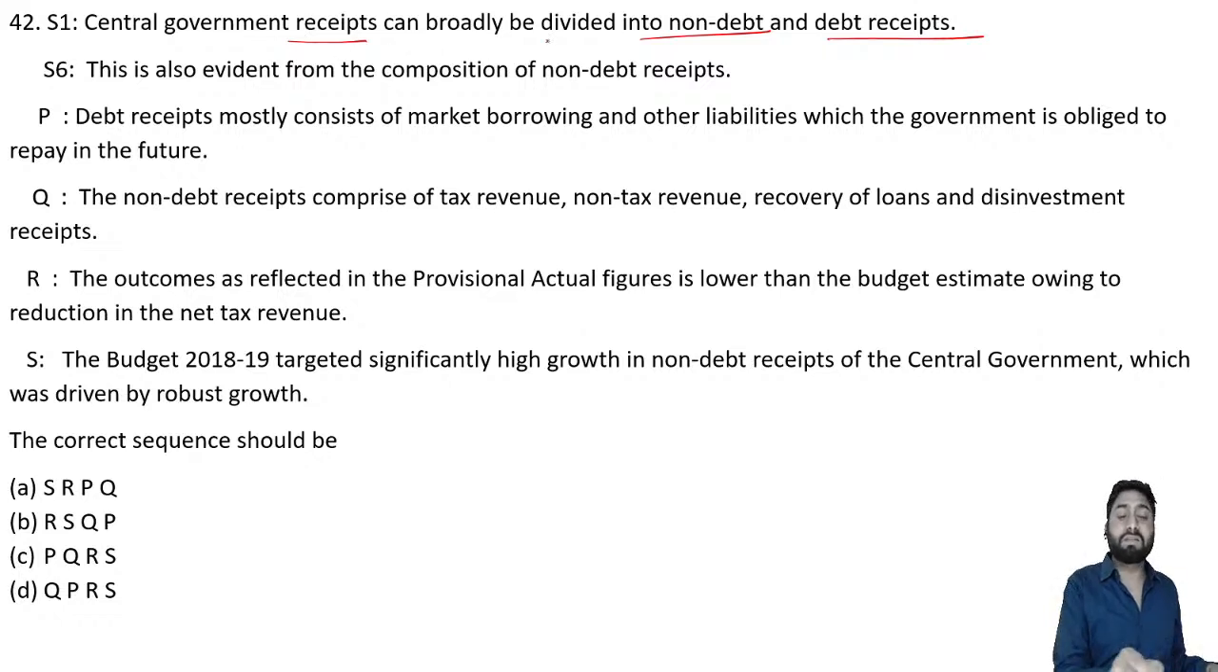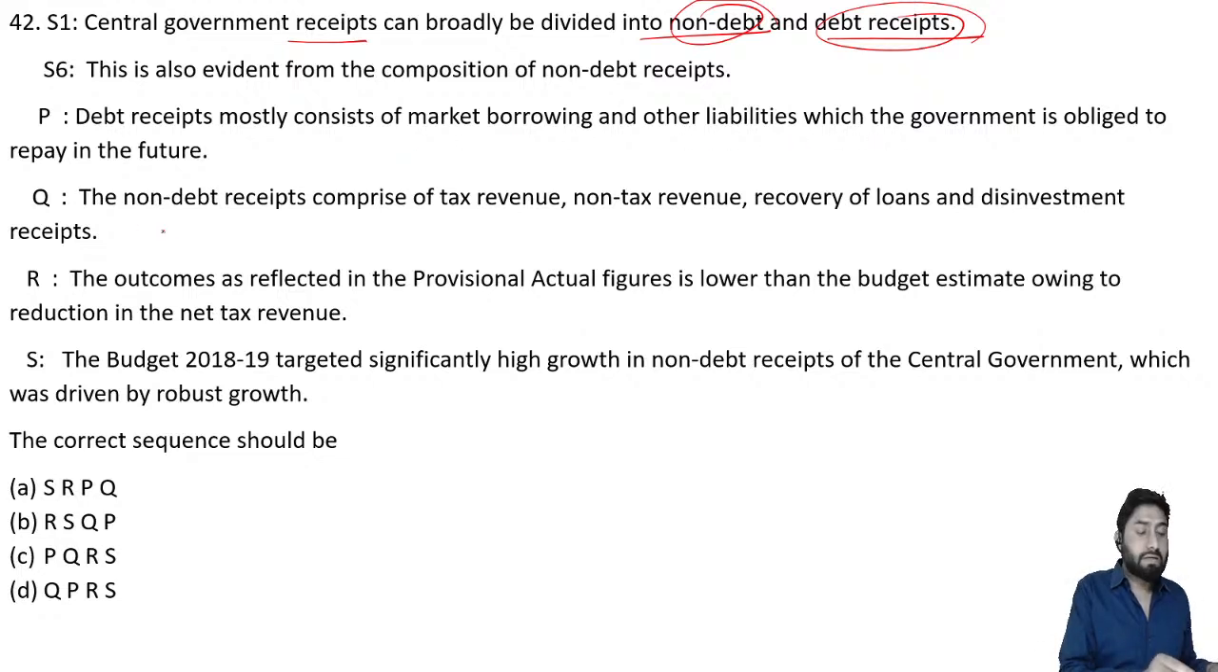So central government's receipts can broadly be divided into non-debt and debt receipts. With this you have to link the option. Now, debt receipts mostly consist of the market borrowings and other liabilities. The non-debt receipts comprise tax revenues and non-tax revenues, the recovery of loans and disinvestment receipts, and the outcomes as reflected in the provisional actual figures is lower than the budget estimates owing to reduction in the net tax revenue. The budget 2018-19 targeted significantly high growth in non-debt receipts and central government. Now, anyway, let's see where the mandatory pair is forming here.